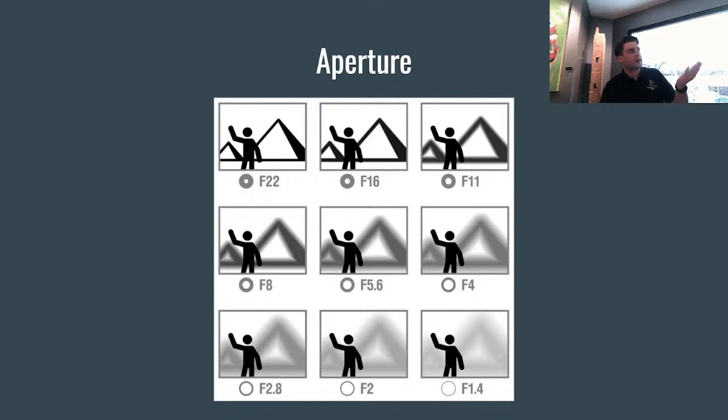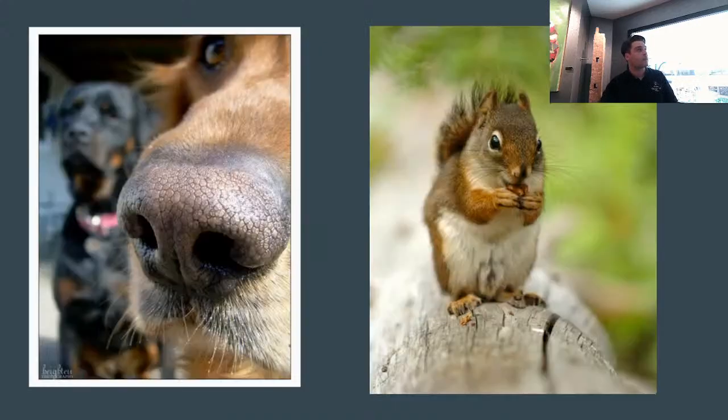As you raise that f-stop number and you make the iris smaller, the camera is then going to be able to get both the foreground and the background and reduce the amount of blur or motion in between. Some examples that I have of that would be these guys.